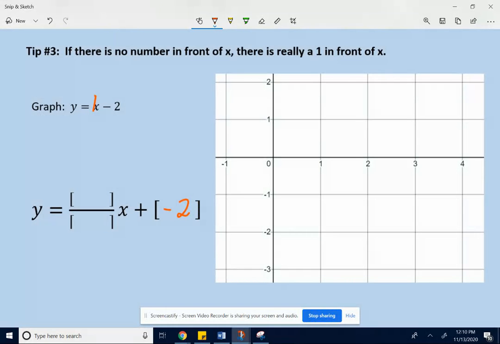Then we just need to change that 1 into a fraction now, because we still want to have a rise and a run. If you have 1, you would divide it by 1 to still get 1. Remember, if you don't have a fraction, you just put a 1 underneath to make it a fraction. So we have 1 over 1 x plus negative 2.